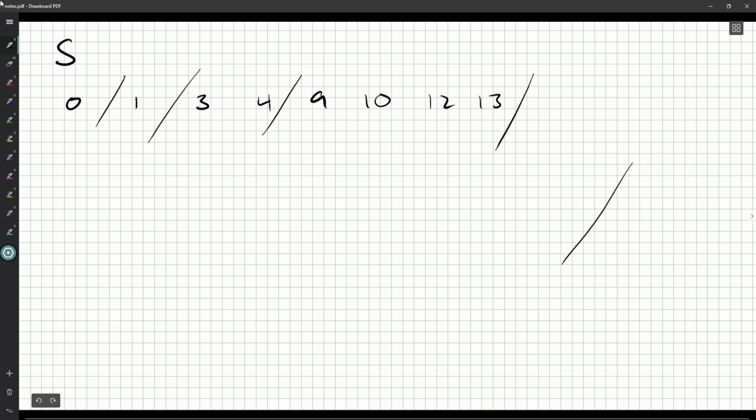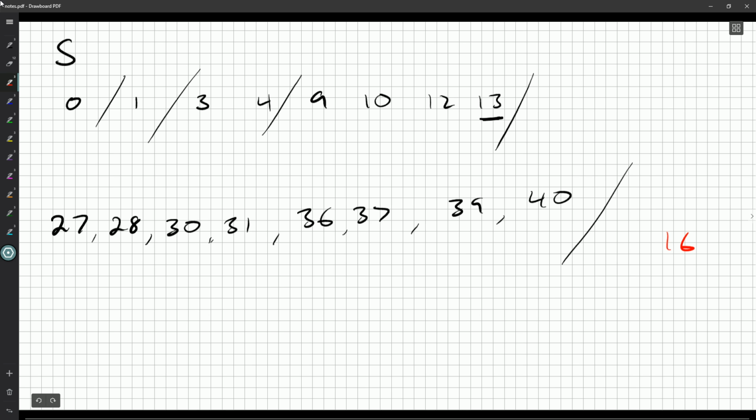The next step in this process will get me another group, and it'll go up to 13 times 3, so 39, plus 1, so 40. So the next group should be 27, 28, 30, 31, 36, 37, 39, and 40. So we're gaining groups of powers of 2 each time. And so in total now we've got 16 numbers that have to be in S. And these all count because they're all less than 2017.